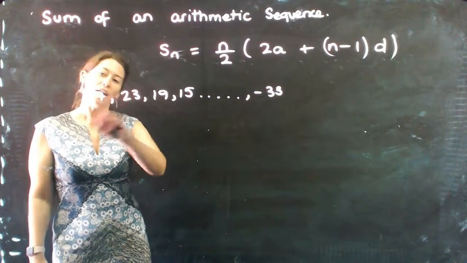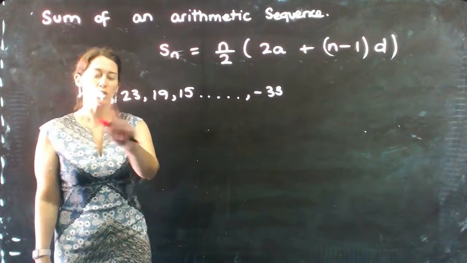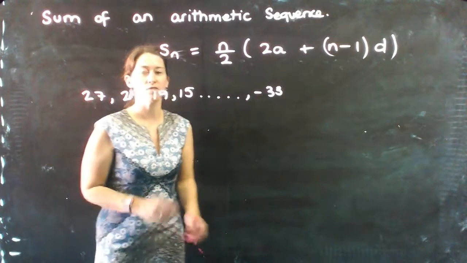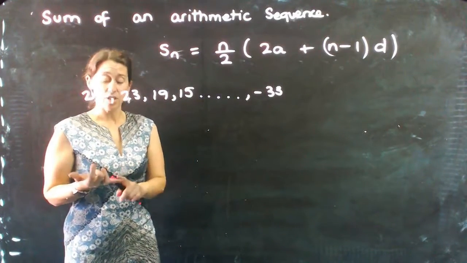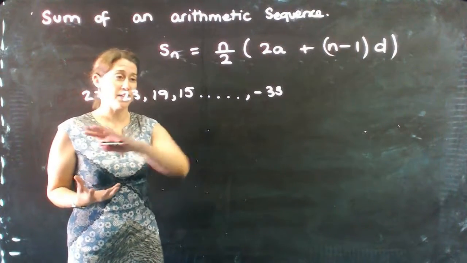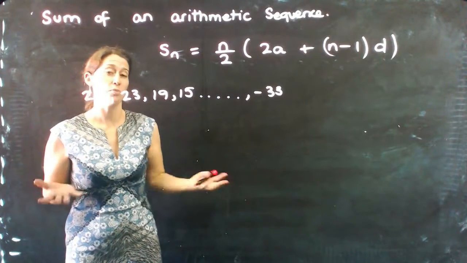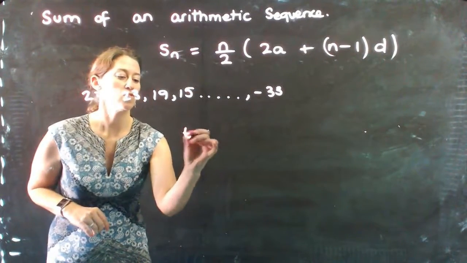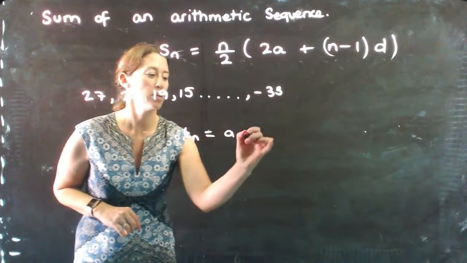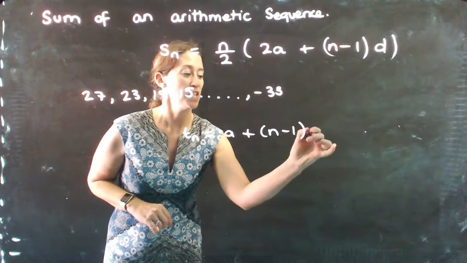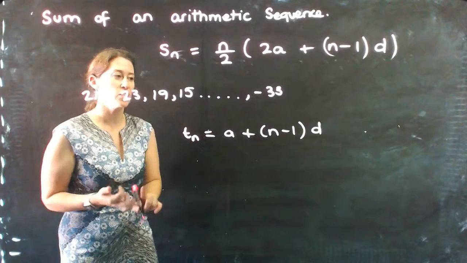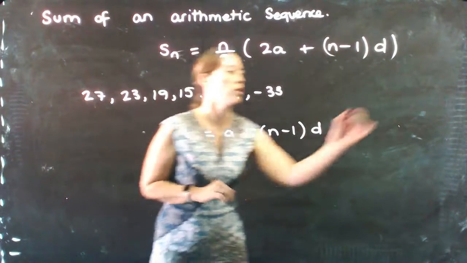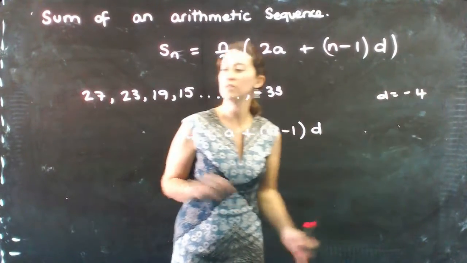For this example, I have another arithmetic sequence. We've got 27, 23, 19, 15, continuing up to the term negative 33. We don't know how many terms there are, so what we're going to do is find out how many terms are in this sequence, and then we're going to sum those. Just a reminder that with any arithmetic sequence, we can write the general relationship for the nth term, where a is the first term and d is the common difference. Now we can see that the common difference here is negative 4. So if d is negative 4, what else do we know?